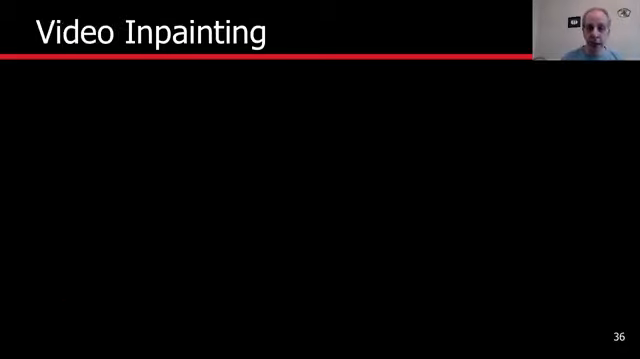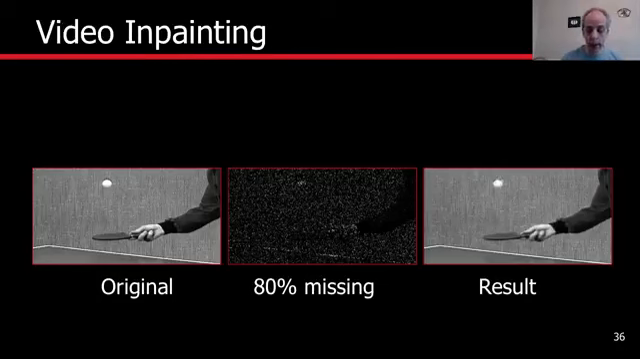Now, we can also do video inpainting. We can drop 80% of the pixels. And now, again, we have a number of options. We can do every frame by itself, or we can do patches in three dimensions, X, Y, and T. We discussed that when we were talking about video inpainting in the previous week.